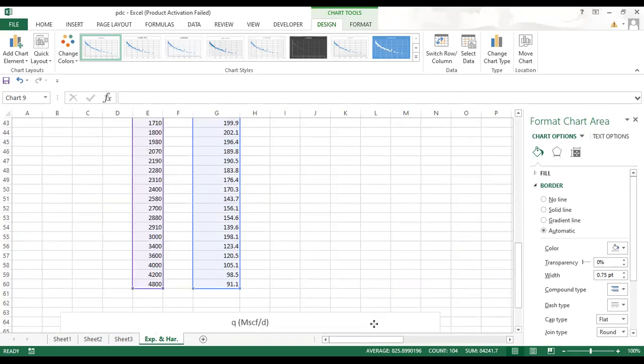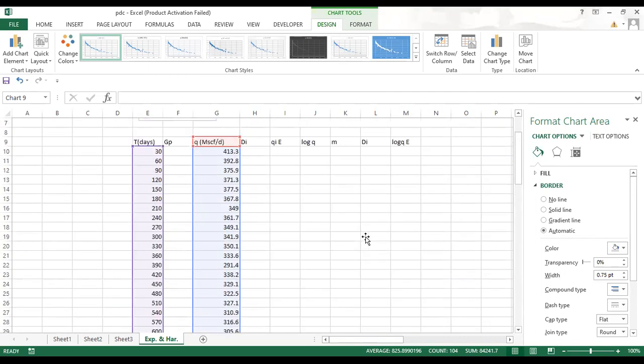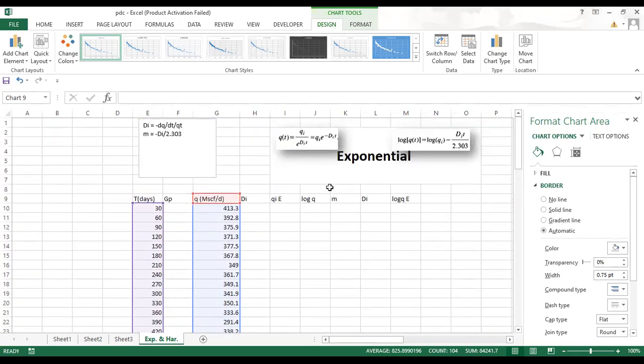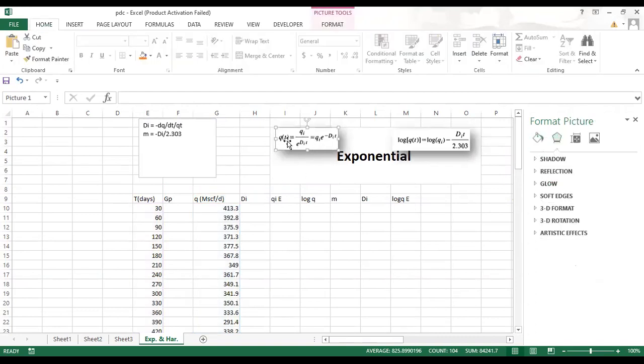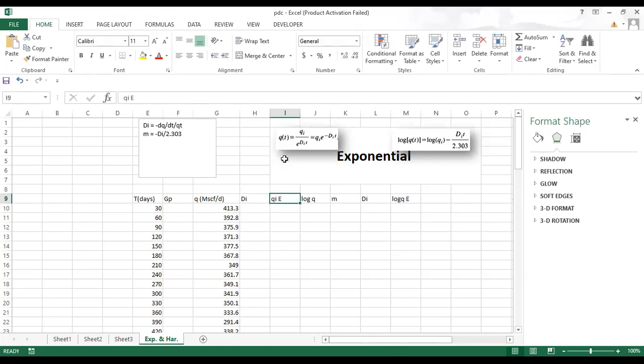I will try to keep it below so it will not interfere. Okay, so for exponential, this is the equation I need. I need to define a model Qt model. This is the model formula, and I need to define Qt. So I need Qi into e power minus Di t. I have Qi, that is 413. This is the initial flow rate of gas that we have. And we need to know the value of Di, that I have to define first.